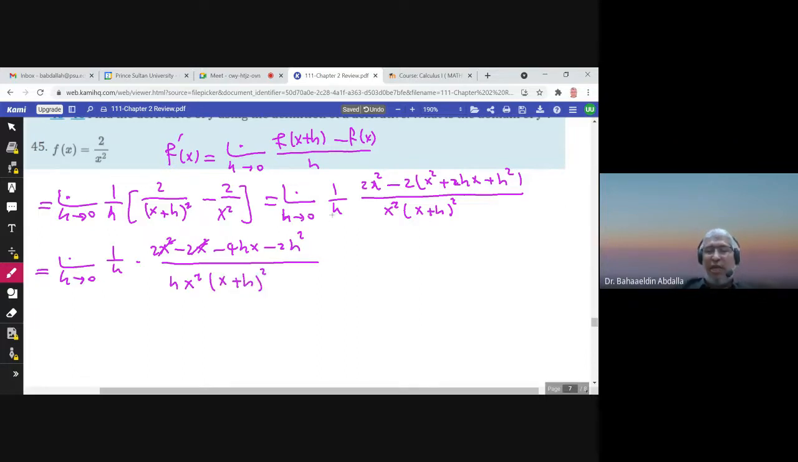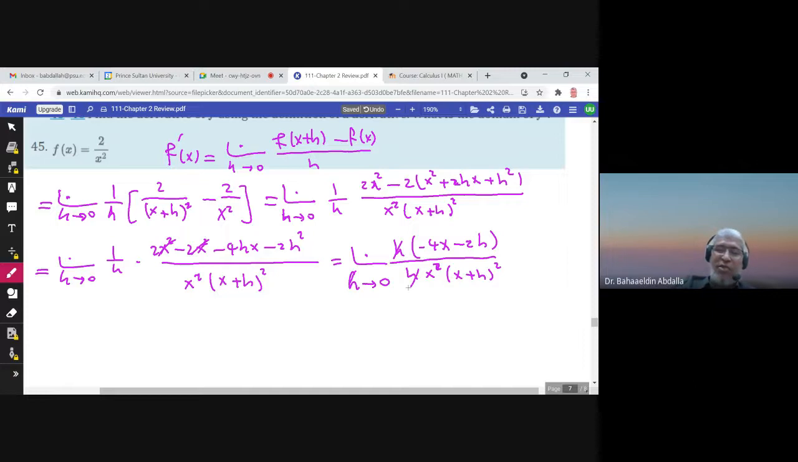And in the denominator, I have h times x squared times (x plus h) all squared. Well, this h is written here, so either I write it here or there. So leave it there. Now, what should we do? As usual, I take h as a common factor from the numerator. So I have negative 4x minus 2h, and I have this h times x squared times (x plus h) all squared.